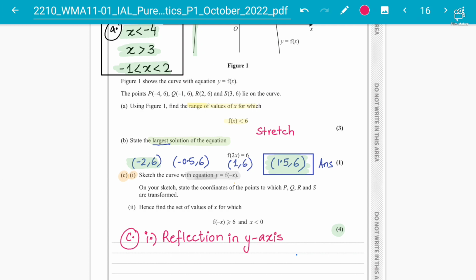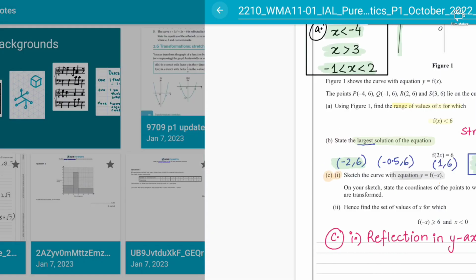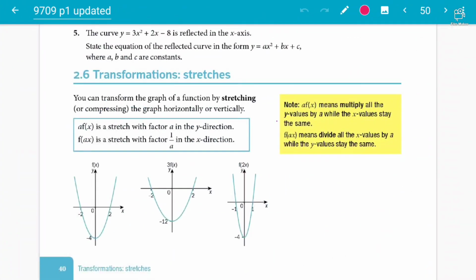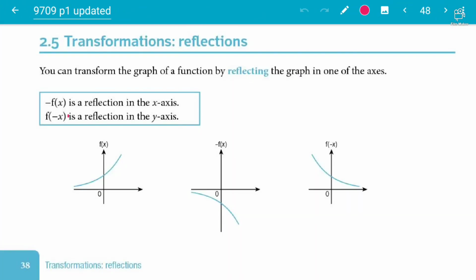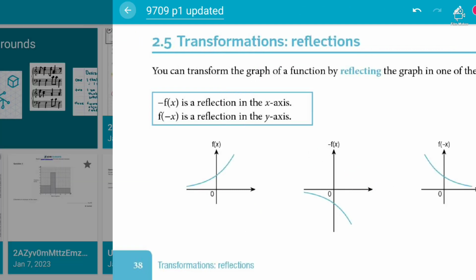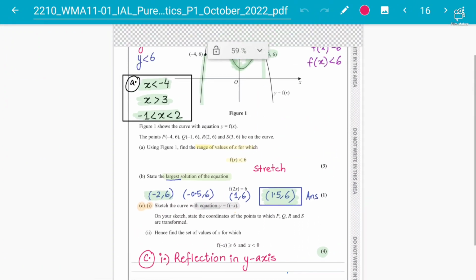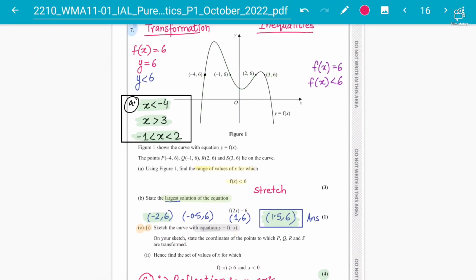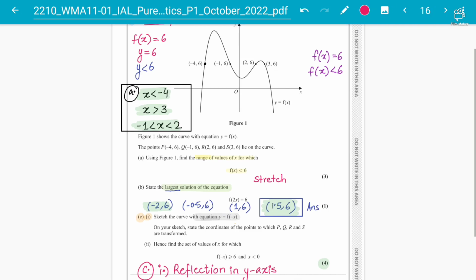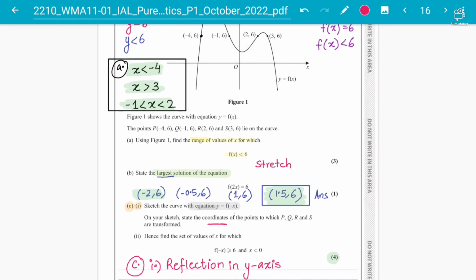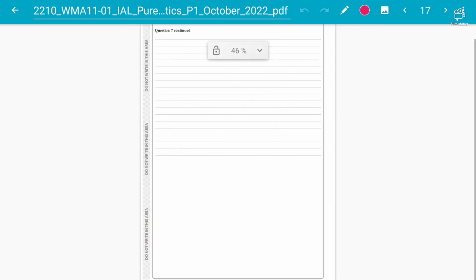It's going to be a reflection in the y-axis, as mentioned here: when you have a minus sign inside the function, it is a reflection in the y-axis. Everyone needs to understand the concept very carefully. Let's take the original diagram and reflect it, and you have to sketch it separately. You have to state the coordinates of the points to which P, Q, R and S are transformed. I'm explaining how to sketch the graph.